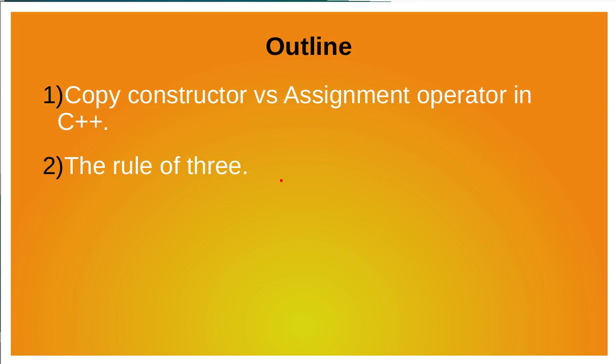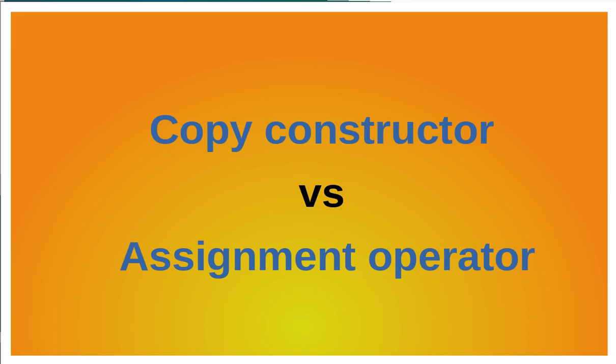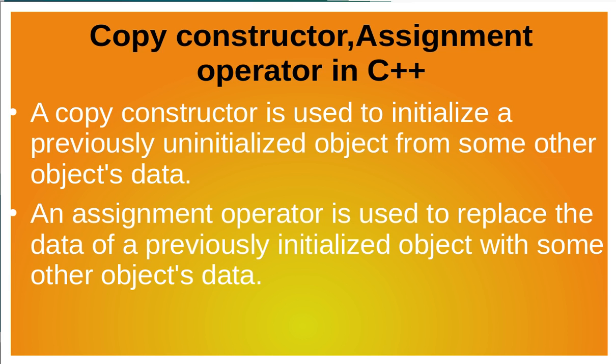Hi, in this video, I'm going to talk about copy constructor and assignment operator in C++ and what's called the rule of three. Copy constructor is used to initialize a previously uninitialized object from some other object's data, while an assignment operator is used to replace the data of a previously initialized object with some other object's data.